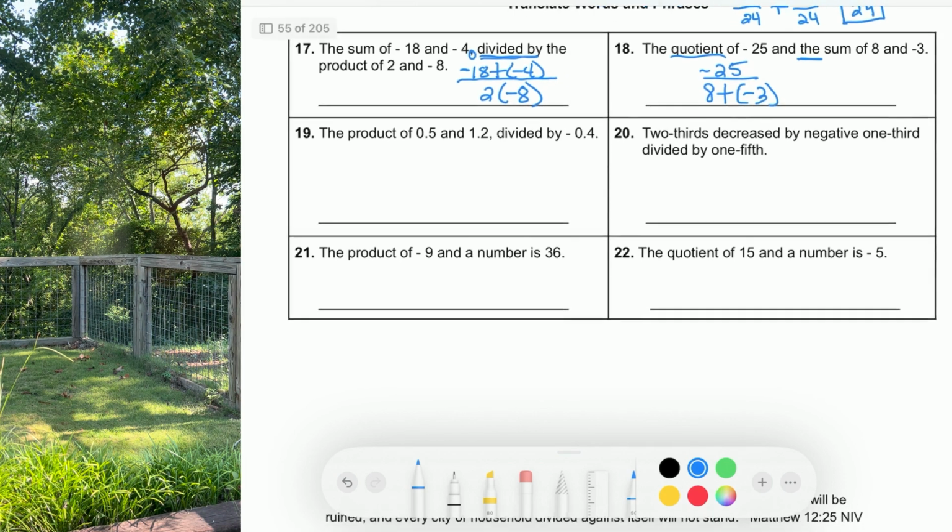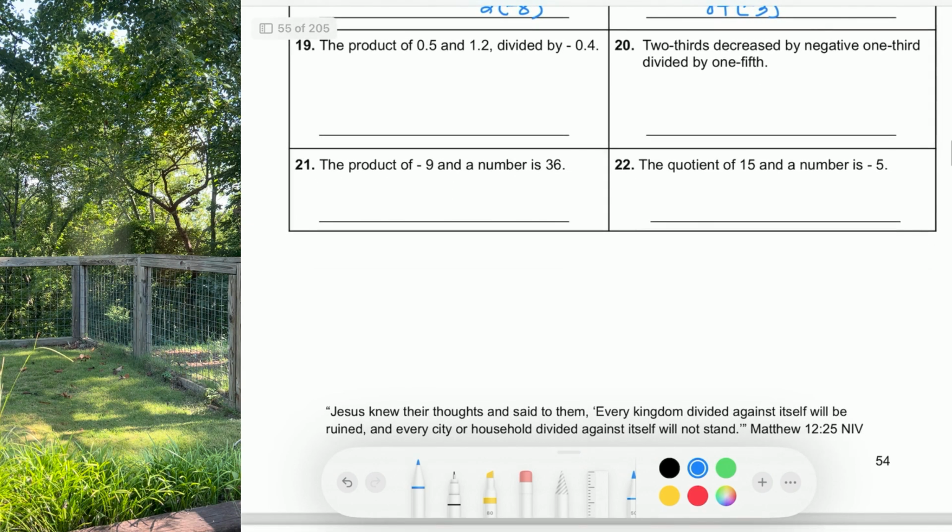Number 19, the product, which is multiplication, of 0.5 and 1.2, comma, divided by. So again, that tells me I have a fraction. The numerator of that fraction is going to be the 0.5 times 1.2, over what's after the comma. So divided by negative 0.4, negative 0.4.